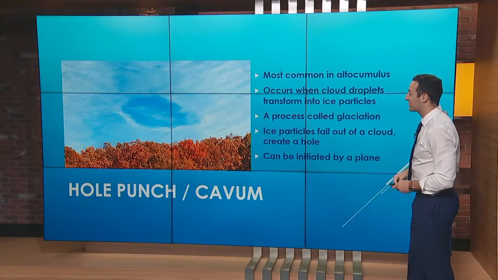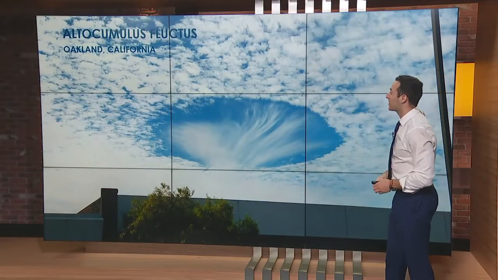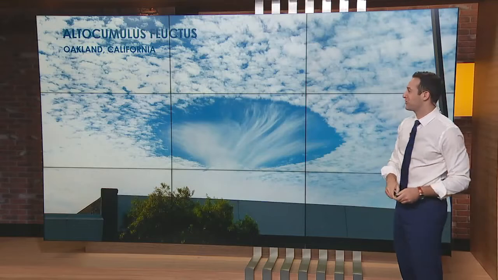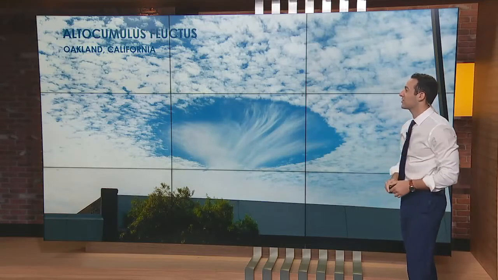It causes some of those ice particles to form, and it creates this ripple effect, this chain effect. So other particles around them start to dry up too and form into ice and drop. So this happens all over the place. This picture is from Oakland, California. And these clouds are Altocumulus clouds, so we call this Altocumulus fluctus, or a hole punch.